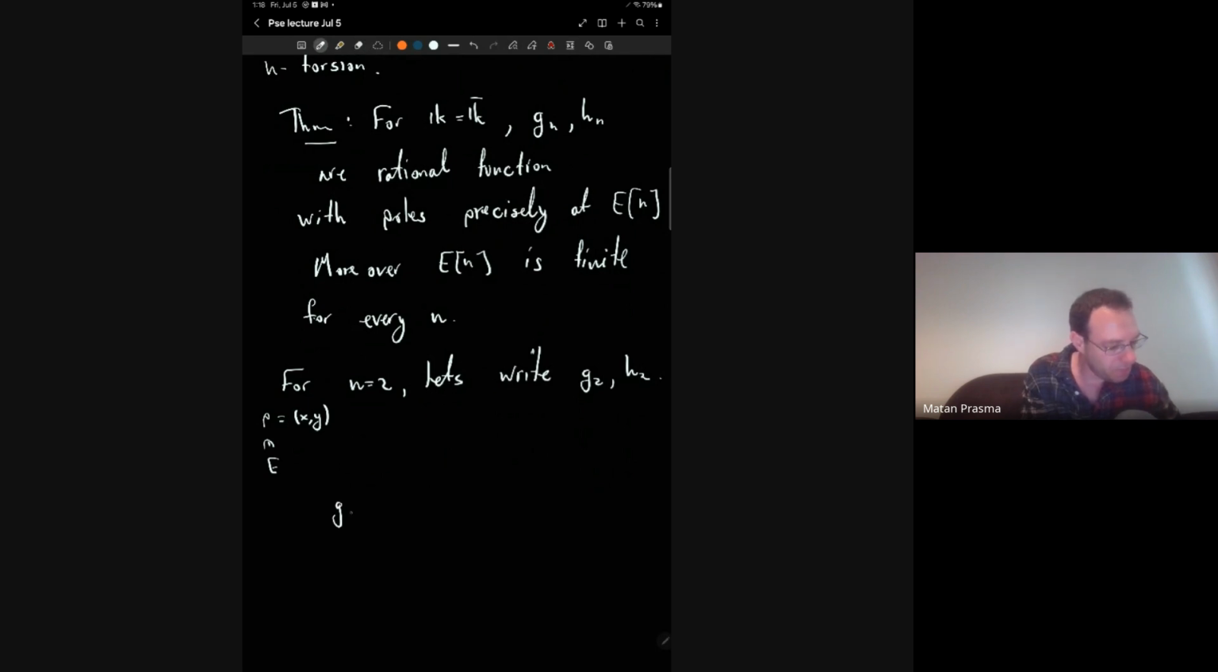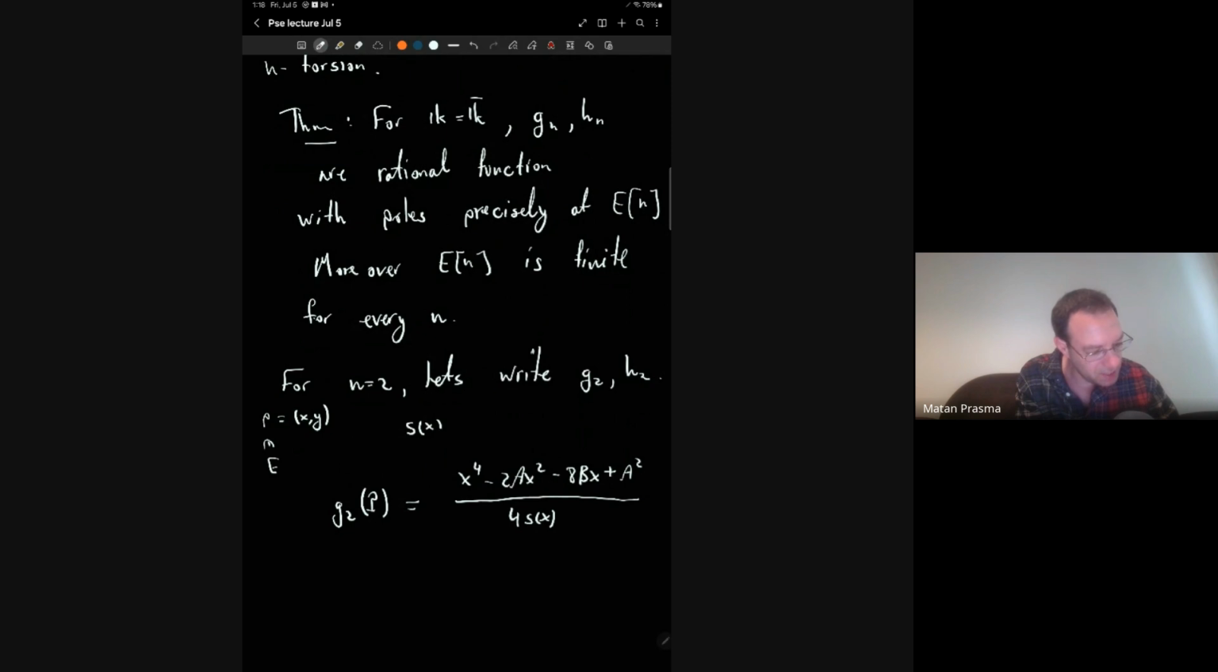if you do G_2 of P, you get the following expression. This is x^4 minus 2a x^3 minus 8b x plus a^2, divided by 4 s(x), where s(x) is, as usual, this x^3 plus ax plus b.